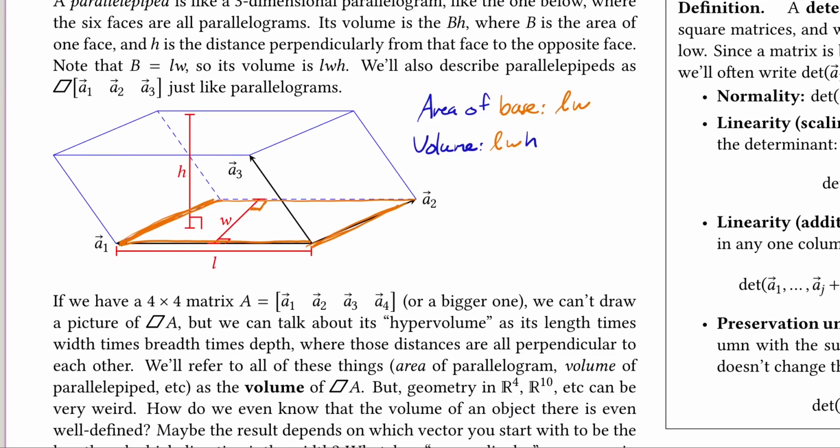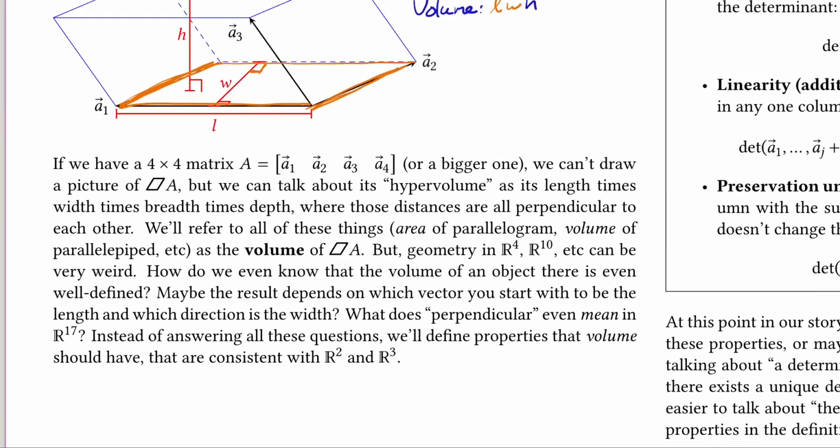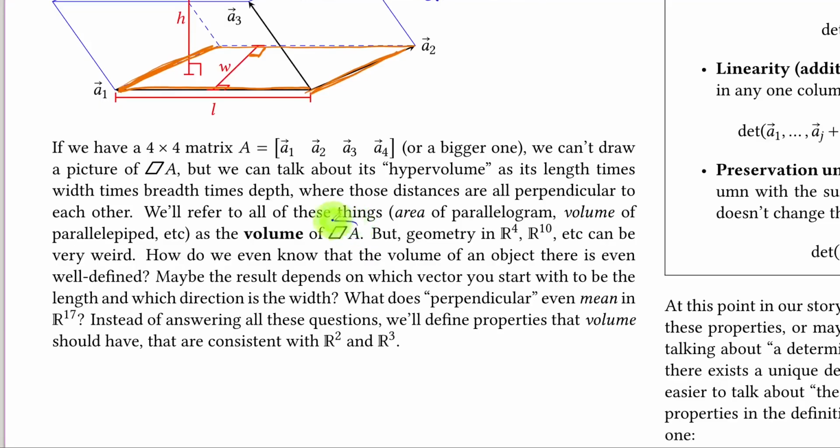So we could talk about the volume of hyperparallelepipeds in 4 or 10 dimensions or things like that. And those things do have applications in mathematics and in statistics and physics, even if you can't draw a picture of it. But it's hard to talk about what we even mean by volume of those things and what perpendicular means exactly. We can't draw pictures of it. So we're still going to write these things as parallelogram A, like that.